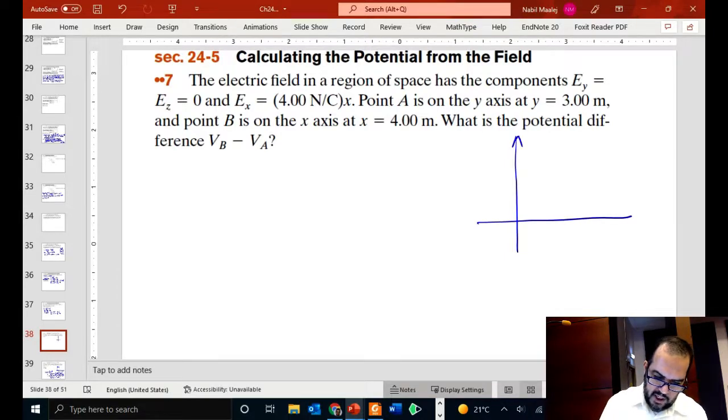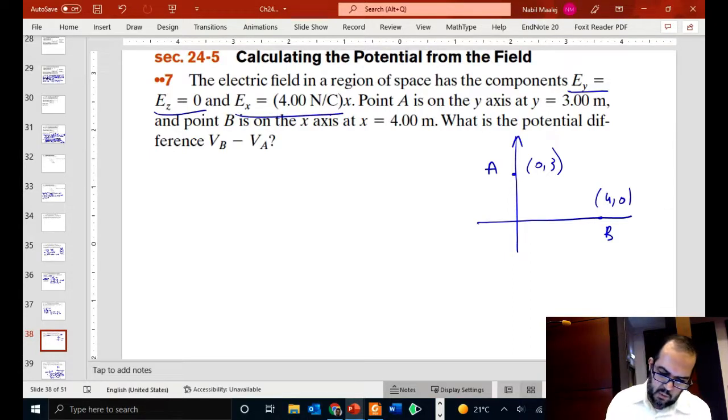Okay, so we have point A at y equals 3 meters. This is point A. Okay, and we have point B at x equals 4 meters. This is point B. So this is (4, 0), and this is (0, 3). Okay, and we have an electric field. The electric field is 0 in the y and the z direction, and it is equal to 4x in the x direction. And we want to determine VB minus VA. We have an equation for the potential difference.